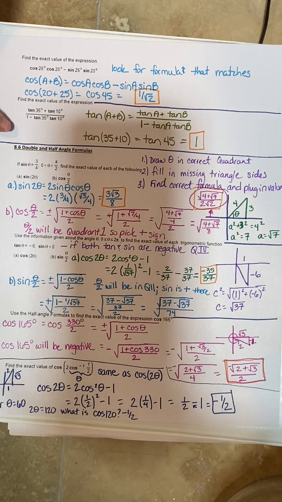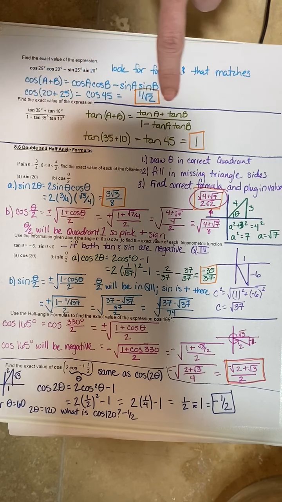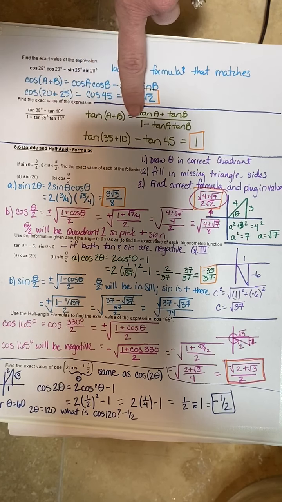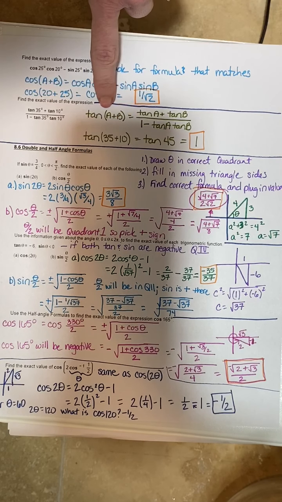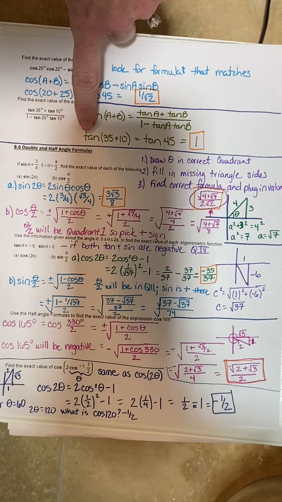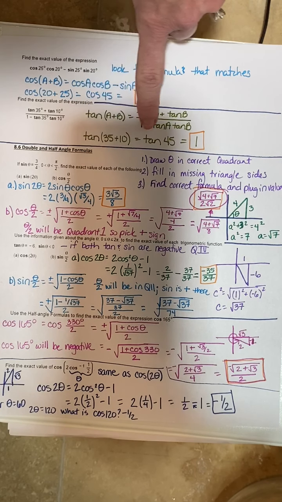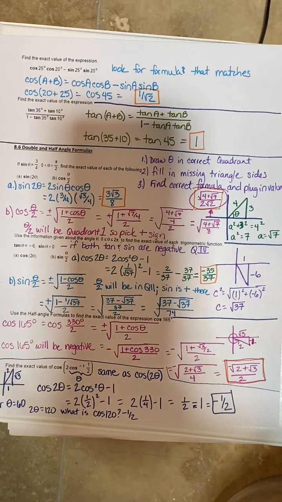Same thing with this tangent formula. I look for the tangent formula that matches this, right? So I have the tangent of A plus the tangent of B over 1 minus the tangent of A, tangent of B. This equals, on the left-hand side of that equation, the tangent of A plus B. Well, A is 35, B is 10, so I'm just going to do the tangent of 35 plus 10. I know the tangent of 45. It's just 1. That's my answer.